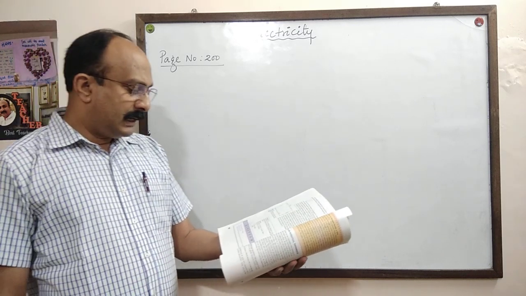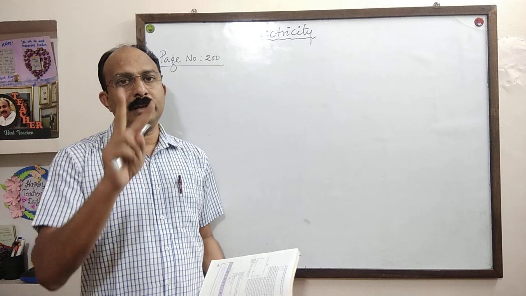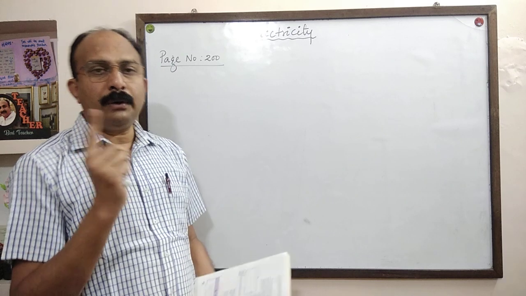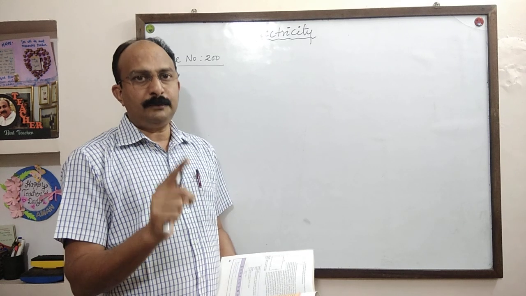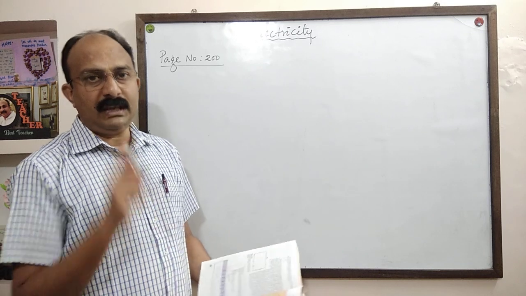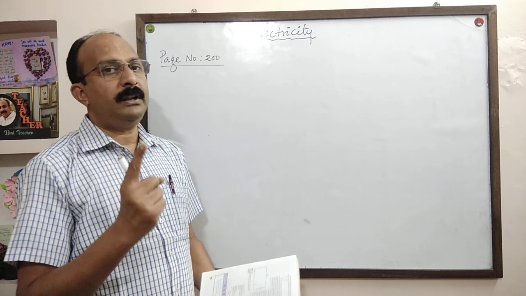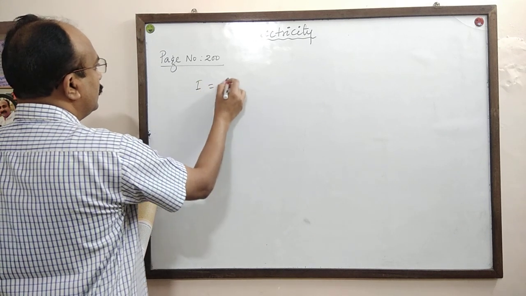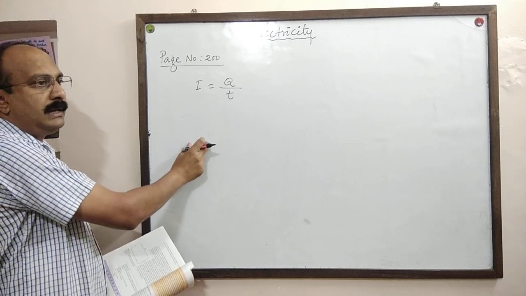Second question, define the unit of current. There are actually two parts in this question. Define the unit of current means you have to say what is the unit of current and then you have to define it. So the first part of the answer is the SI unit of current is ampere. Now you have to define 1 ampere. The formula for I is Q upon T. So the SI unit of electric current is ampere.